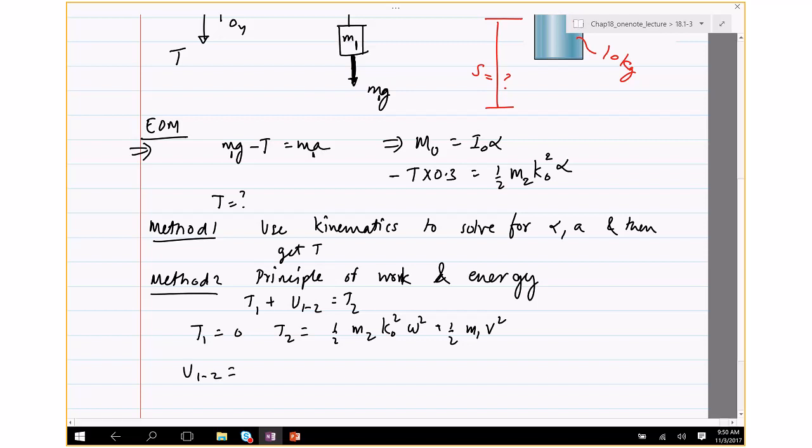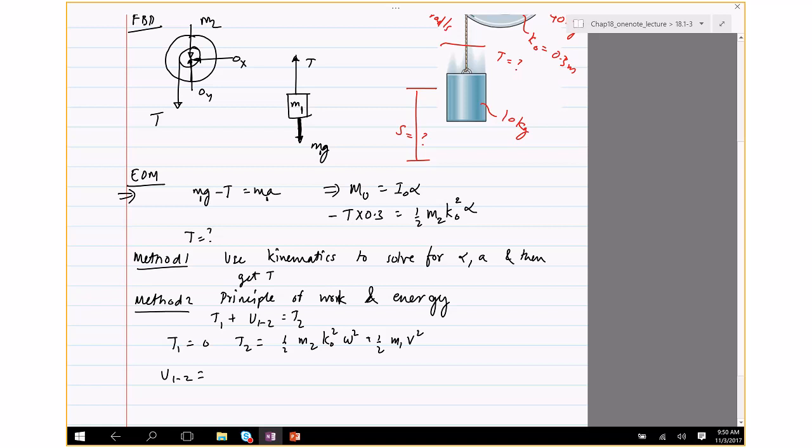U12 is the work done due to the mass falling down by a distance of s. So m1 g times s, and s is an unknown. Since mg is downwards and s is downwards, the work done is positive. Also, we have v equals omega r, the velocity and the angular speed. The velocity of the string and the angular speed are related because there's no slipping.